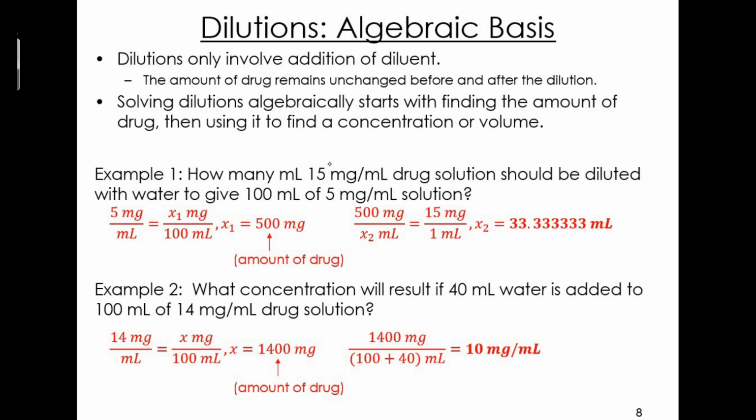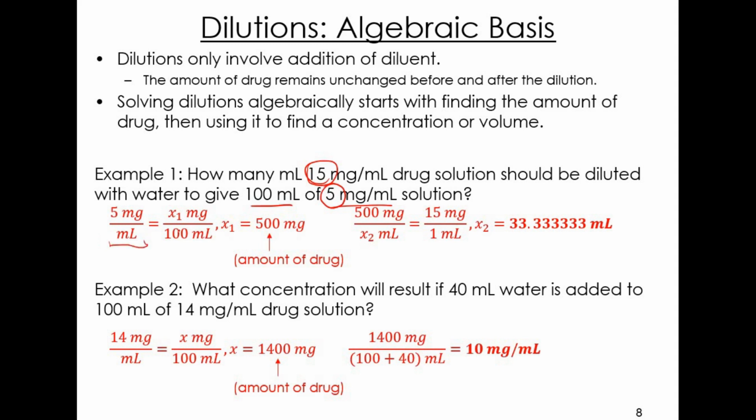We can see this is a dilution because we have a higher concentration here and we're going to a lower concentration after dilution. But both solutions have the same amount of drug in them. It's just the amount of diluent that changes, or the total solvent volume. So we can use either one to determine how much drug is in the solution. We have a quantity and a concentration for the 5 mg per mL solution, so let's go ahead and use that.